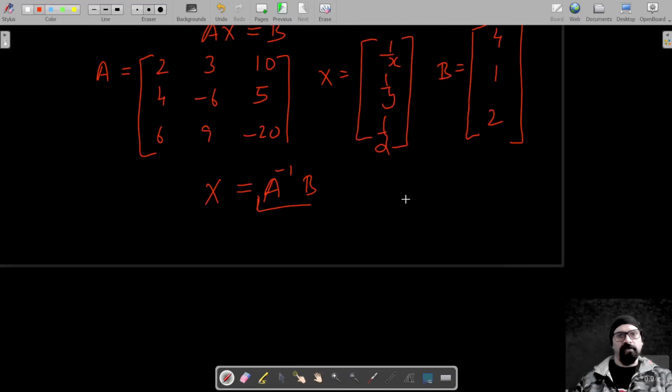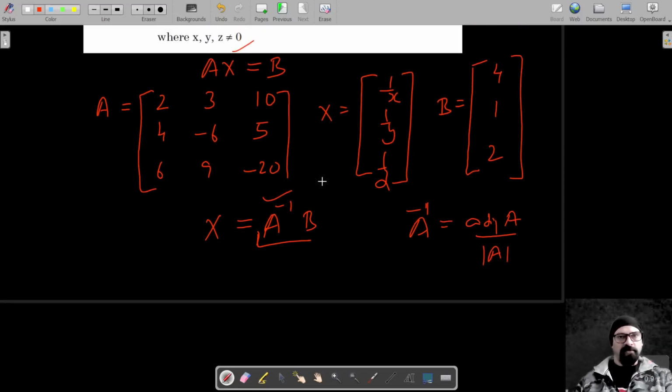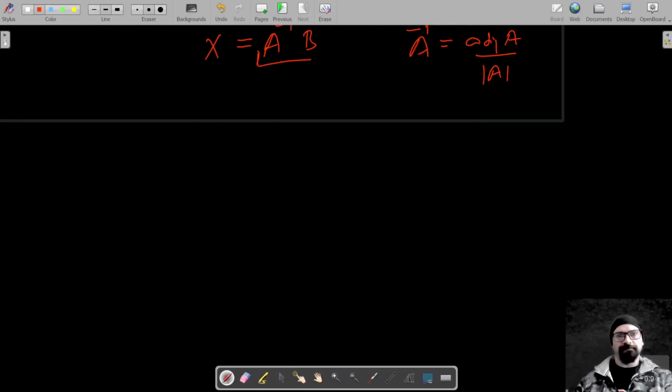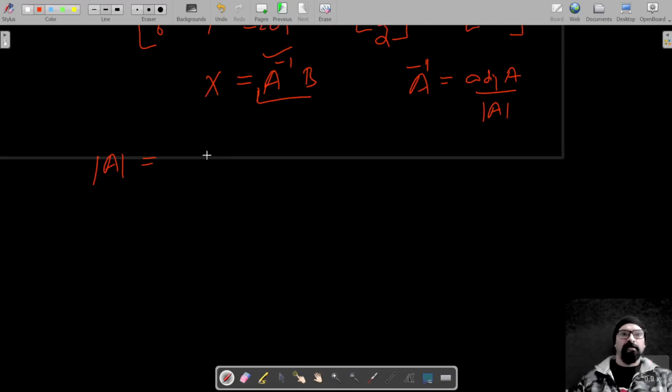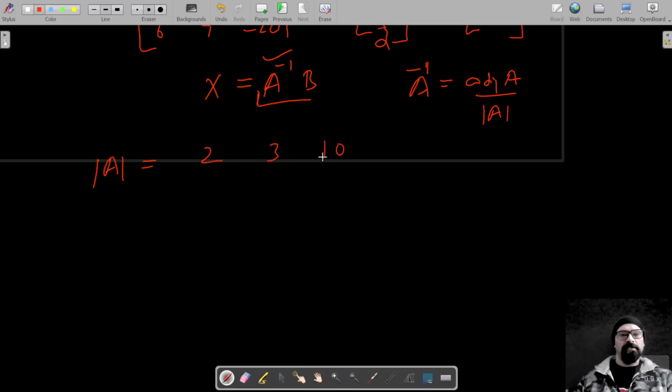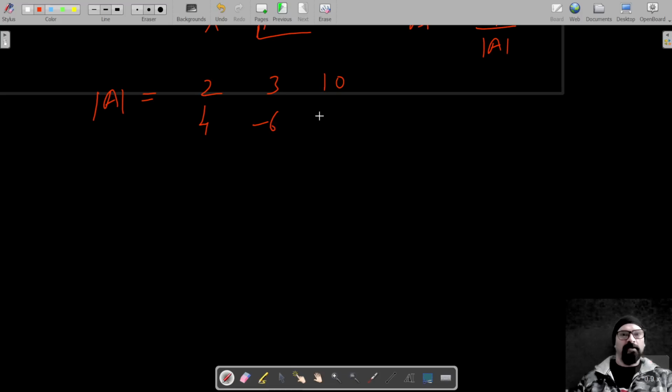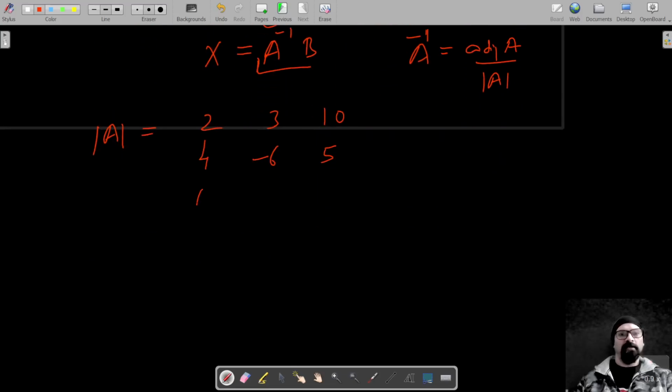And now we have to find A inverse. So A inverse is equal to adjoint of A divided by determinant of A. So let's find out the determinant of A and then the adjoint of A. So determinant of A, let's find out first. So determinant of A is the determinant of 2, 3, 10, 4, negative 6, 5, and 6, 9, and negative 20.